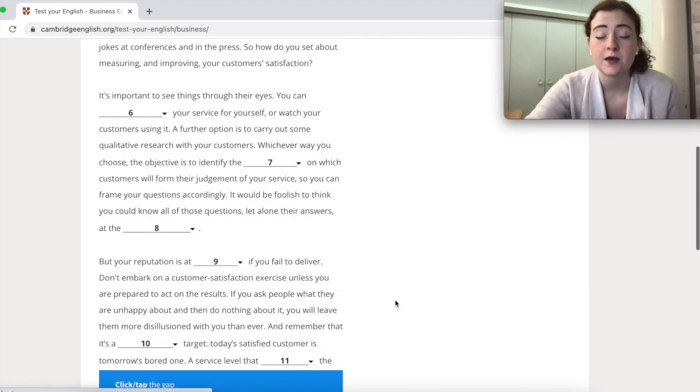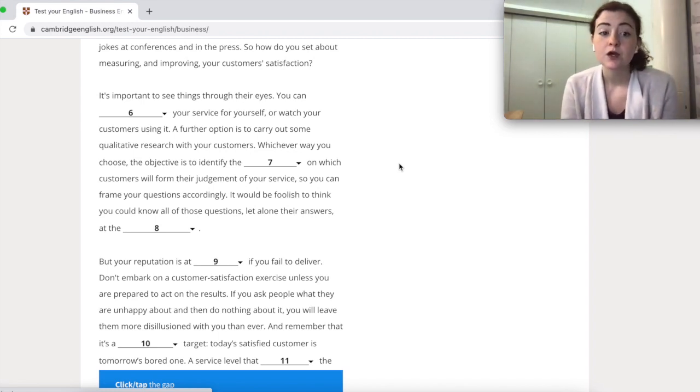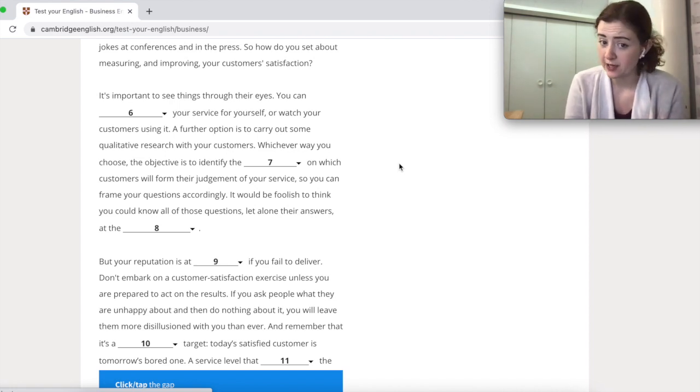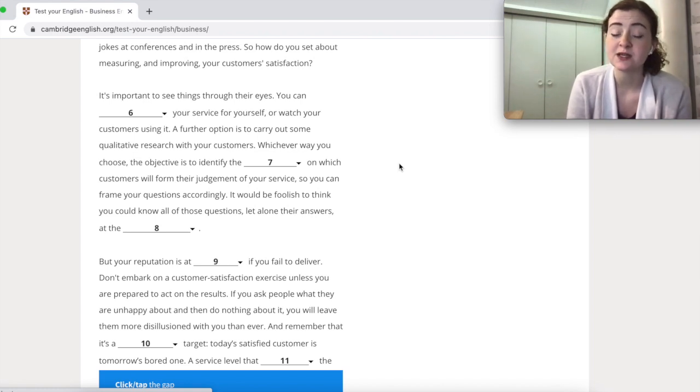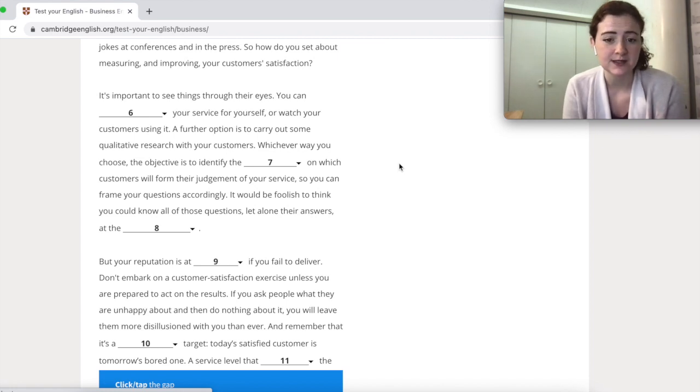The next paragraph has 3 fill-in-the-blanks or fill-the-gaps, starting here. It's important to see things through their eyes. You can blank your service for yourself or watch your customers using it. A further option is to carry out some qualitative research with your customers. Whichever way you choose, the objective is to identify the blank on which customers will form their judgment of your service, so you can frame your questions accordingly. It would be foolish to think you could know all of those questions, let alone their answers, at the blank.